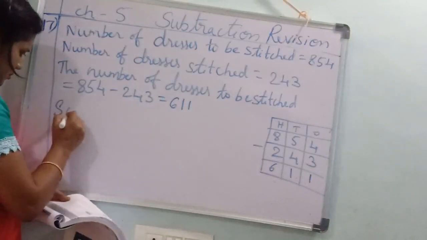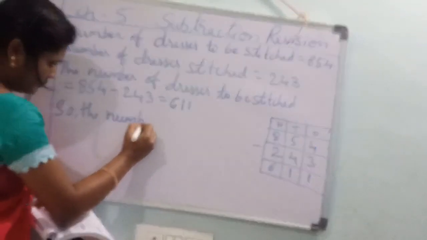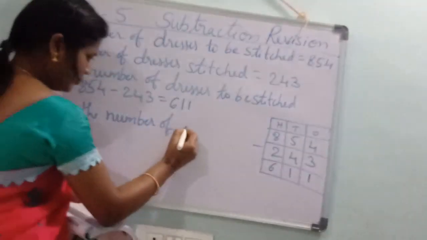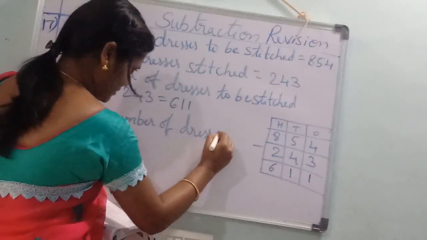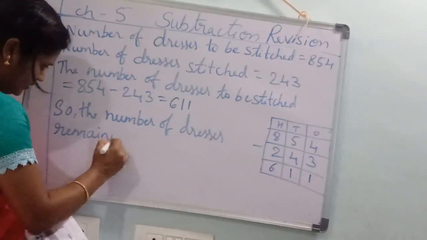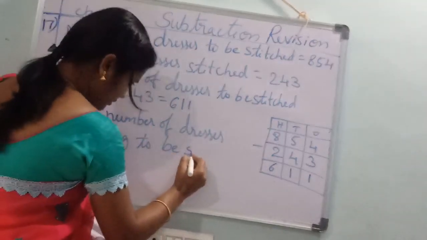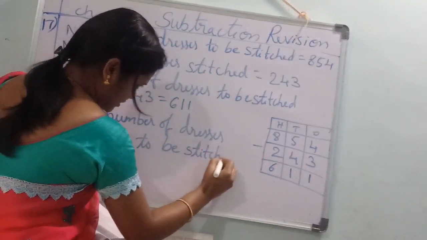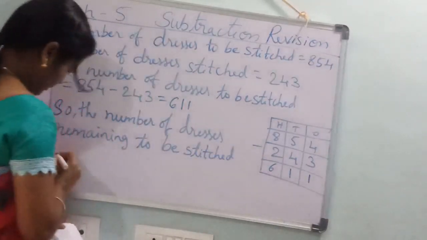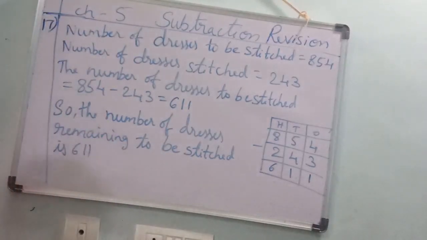So, the number of dresses remaining to be stitched is 611. Practice, children. These all you should practice.